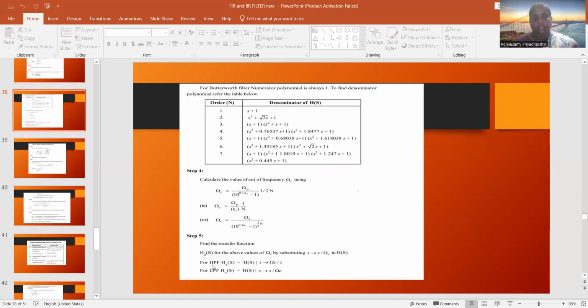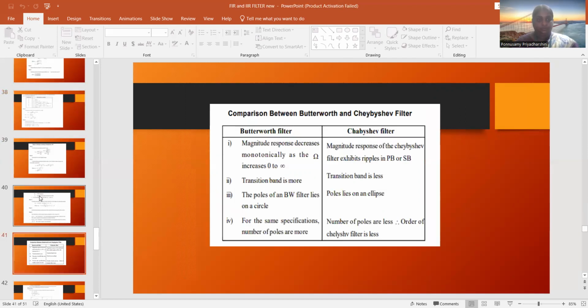transfer function. To find the transfer function, this is a normalized transfer function, and then for the high pass filter, the s has to be transformed into cutoff frequency by s. If it is a low pass filter, it has to be transformed like s means s by omega c.